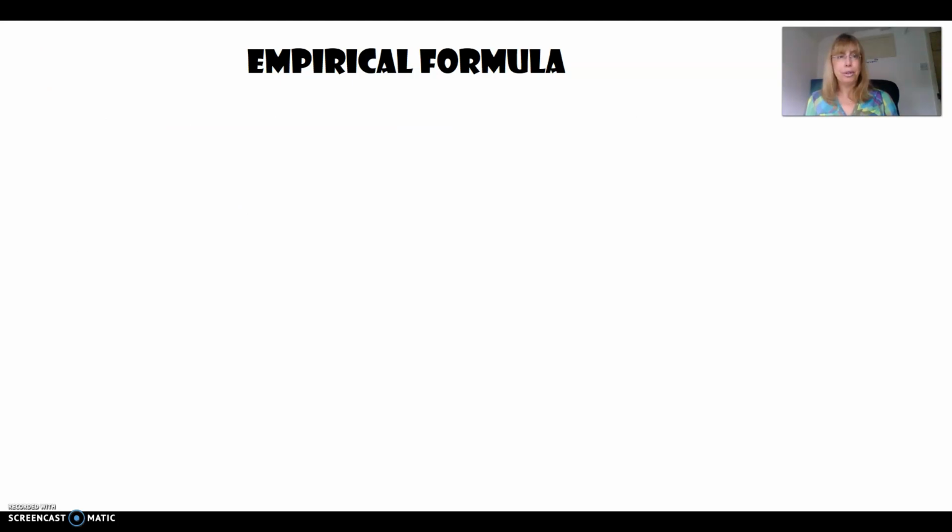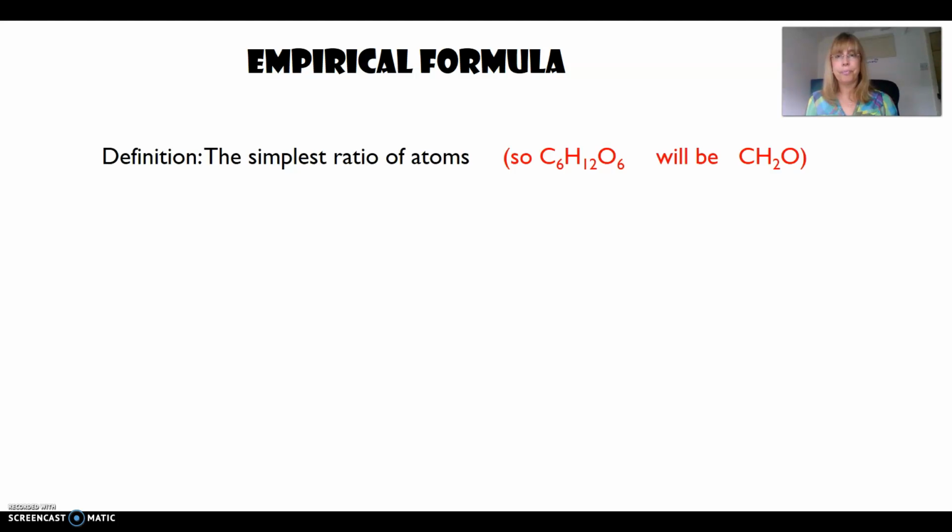Okay, empirical formula. This is a biggie, but I've got a recipe for you. If I simply say, what is the empirical formula? Your answer is it's the simplest ratio of atoms. So C6H12O6, which is glucose. If I simplify it, I can divide everything by 6, so I get C1H2O1. That's simple. But they like to complicate things.